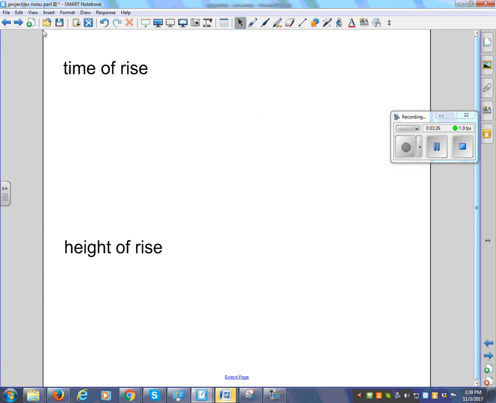Now, time of rise. So we have to find how long it takes to get to that point there. Now, what's special about that point? What's happening? What's unique at that point? How fast is it up? Which component of the velocity? The vertical component is 0. It's not going up anymore. Right? It's not going up, it's not coming down. The vertical component there, the VVF, if you will, is 0. Right? And we want to know the time of rise.